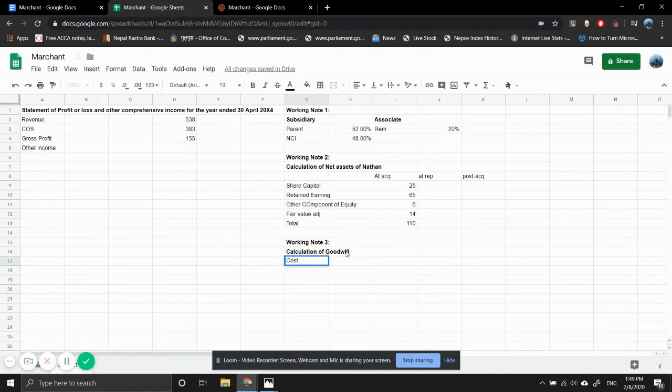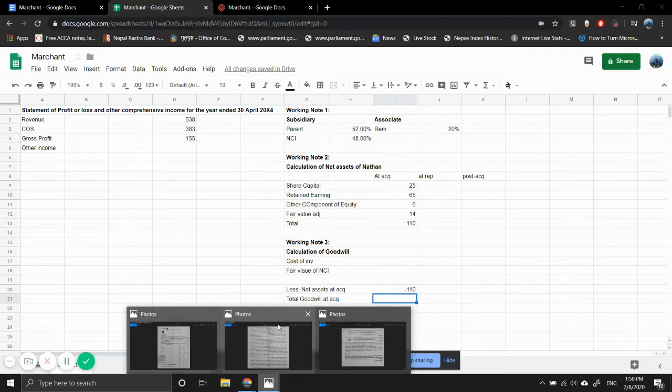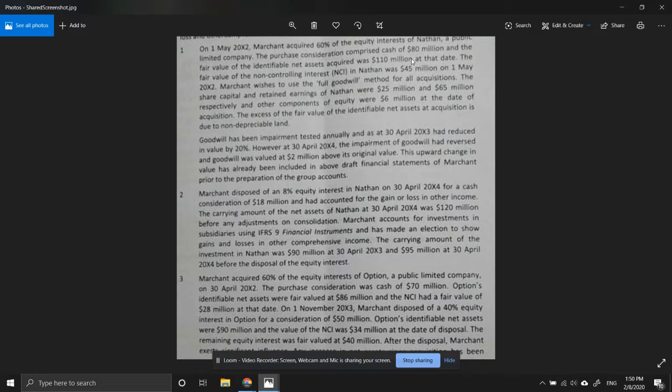Bold it. Cost of investment, the value of NCI, less net assets at acquisition, minus this figure. Total goodwill at acquisition. So what's the cost? 80, and then NCI is 45, 80 and 45.